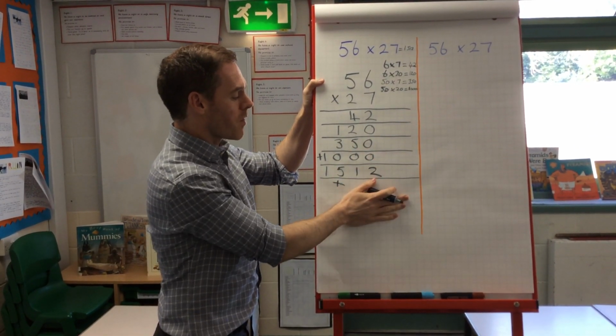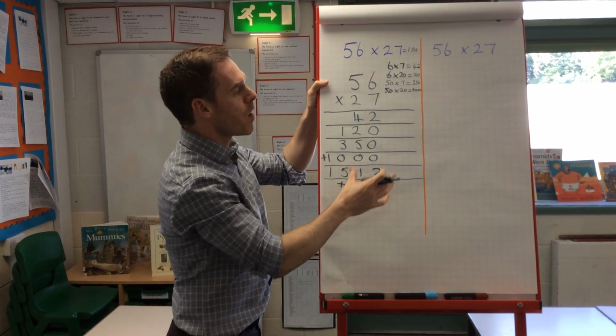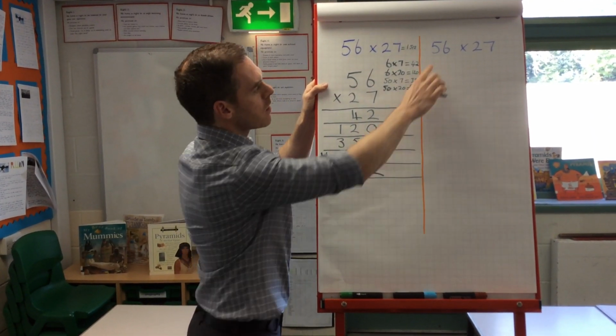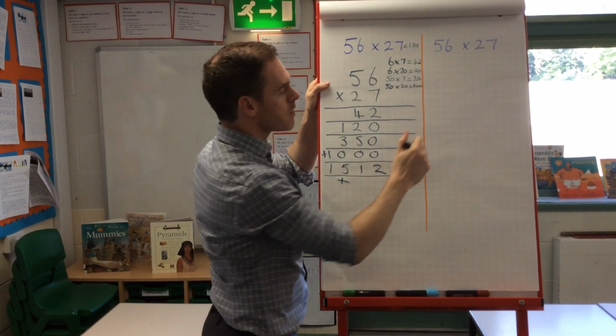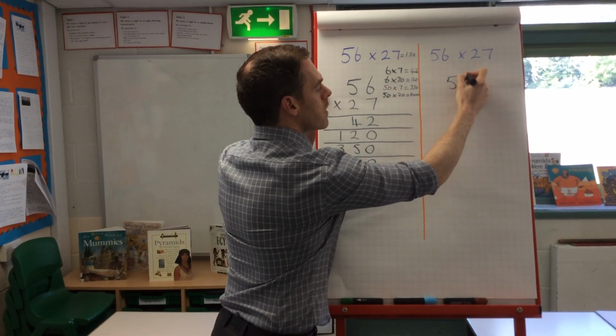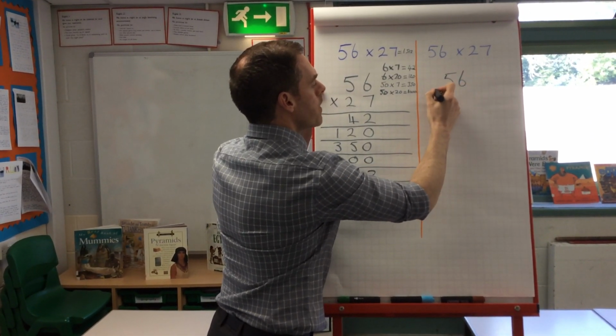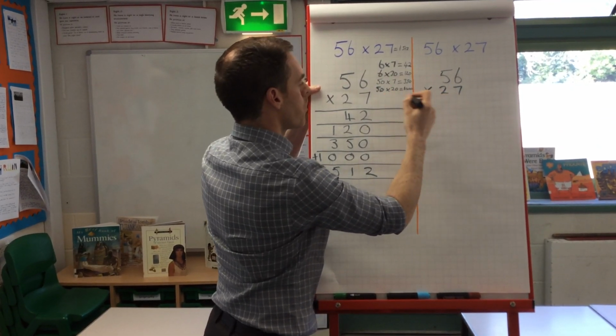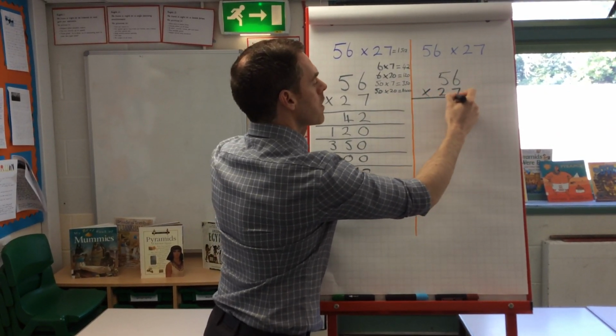So there's the first method, the expanded method. I'm now going to show you it a little bit more compact, okay? So it's exactly the same calculation, so we should get exactly the same answer, but a more efficient way. Okay, so 56 multiplied by 27, okay? And I've laid it out just like this one, and I'm going to do my lines.